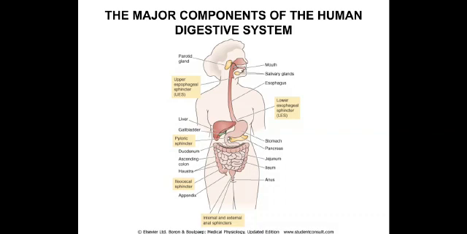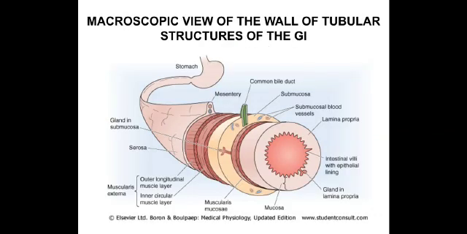Average capacity is 1.2 to 1.7 liters. So the major components you are seeing: after the food enters the mouth, it comes to the stomach, which is made up of fundus, body, and pyloric sphincter, and continues as duodenum.